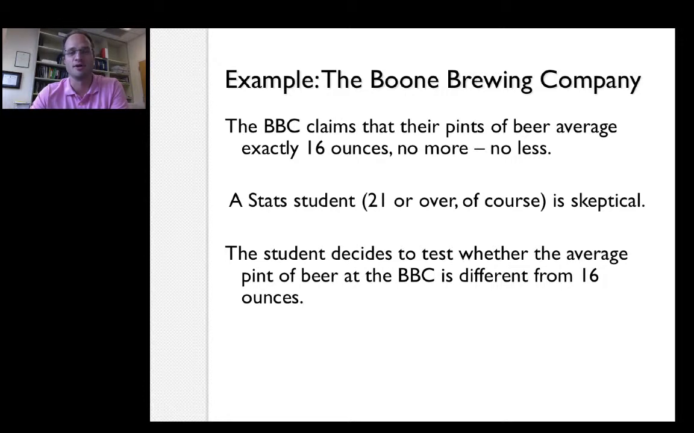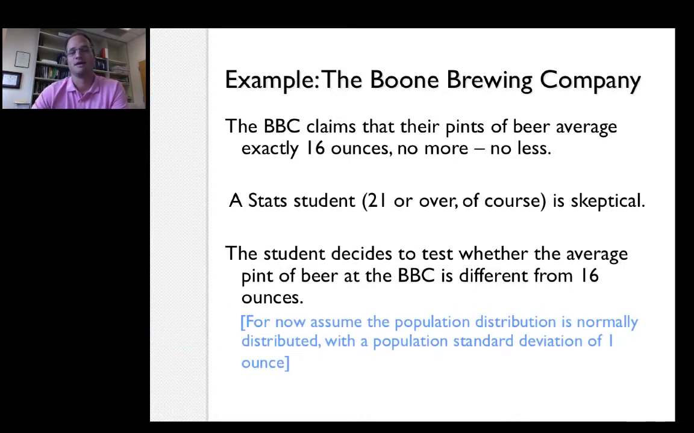So we have an example here of the Boone Brewing Company in Boone, North Carolina. The BBC claims that their pints of beer average exactly 16 ounces, no more, no less. So a stats student, 21 or over, of course, legal drinking age, is skeptical. The student decides to test whether the average pint of beer at the BBC is different from 16 ounces. And remember, our research question is what we're going to frame in the alternative hypothesis. So we should be seeing that different from sign in the alternative.